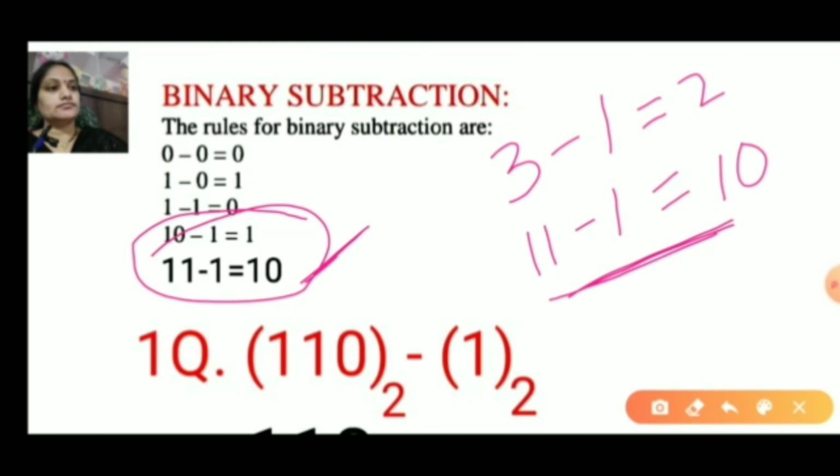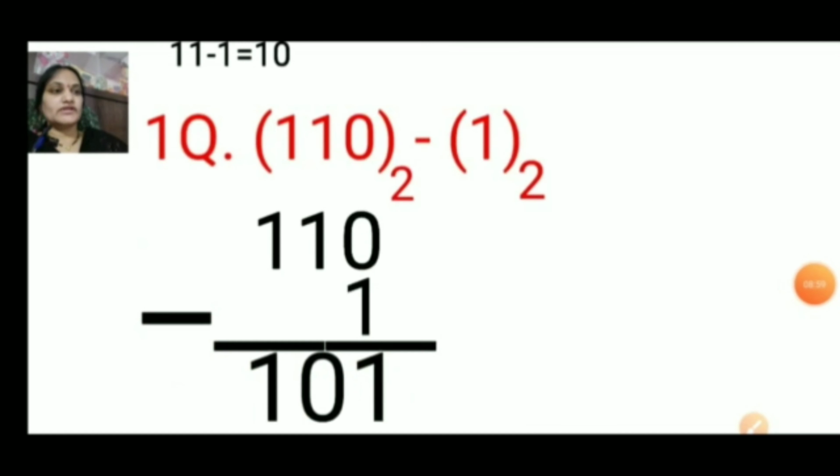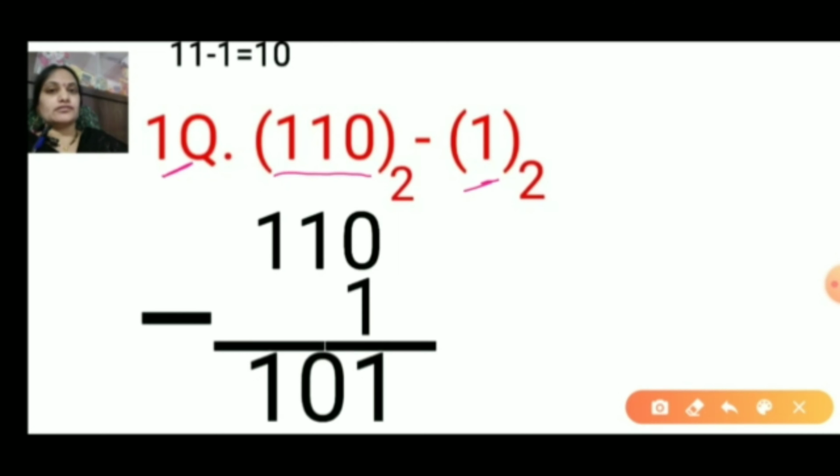Now, the question number 1. Here we have to subtract this digit 1 from 110. From 110. So, before going to this subtraction, we have to recall the subtraction process in case of decimal number system. Okay. Now, let us take a number 90.